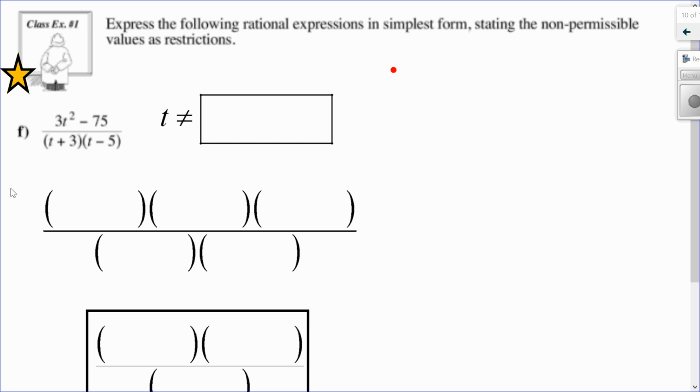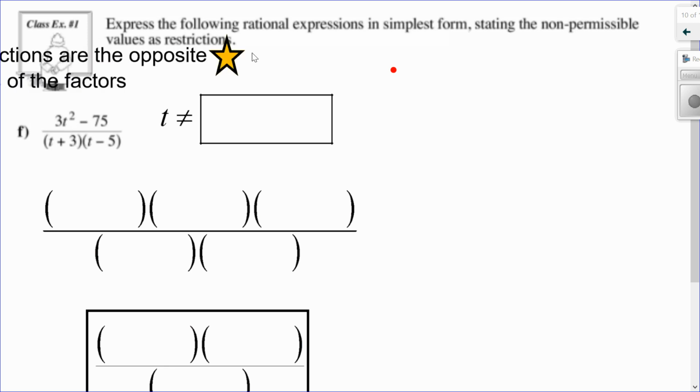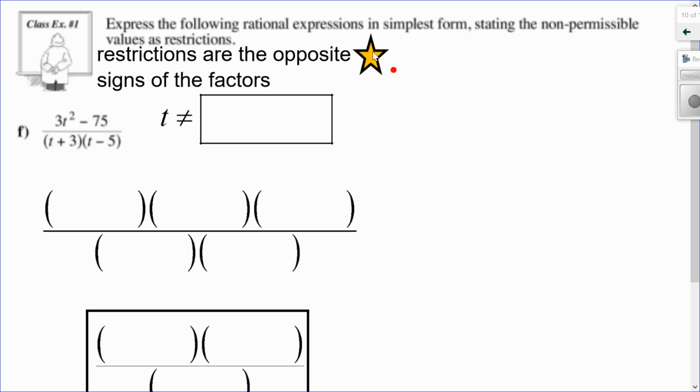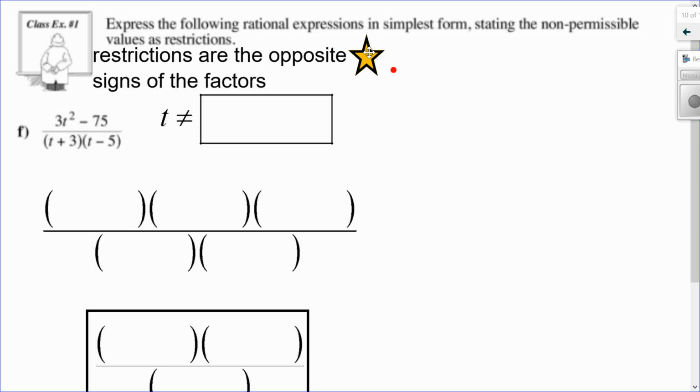Okay, for this one here, it's already factored in the denominator, so my non-permissible values are just the opposite signs of the factors. So the opposite of a +3 is a -3, and the opposite of a -5 is a +5. Okay, so the denominator is already factored, so I can just leave it like that.